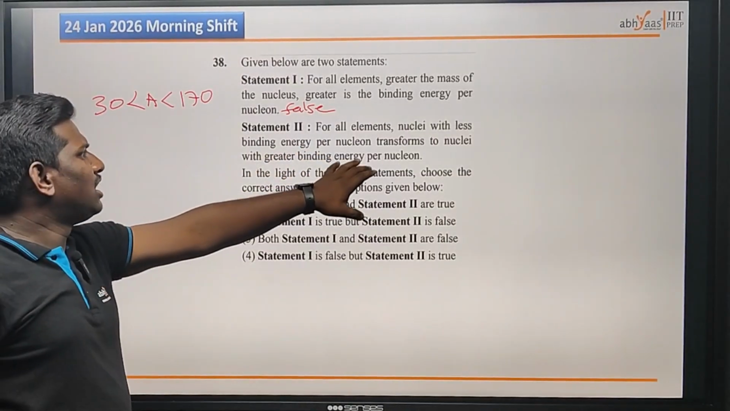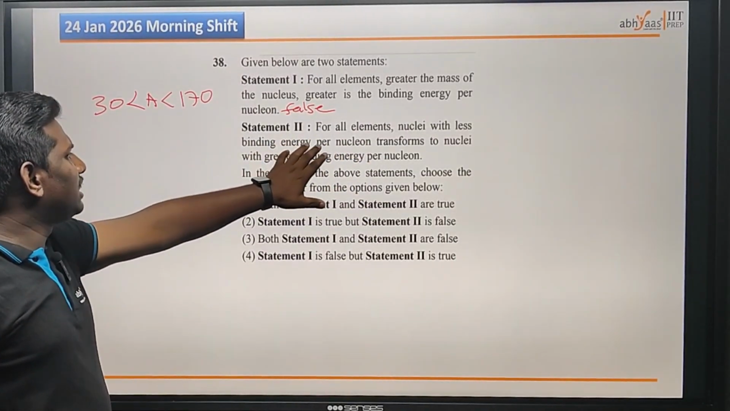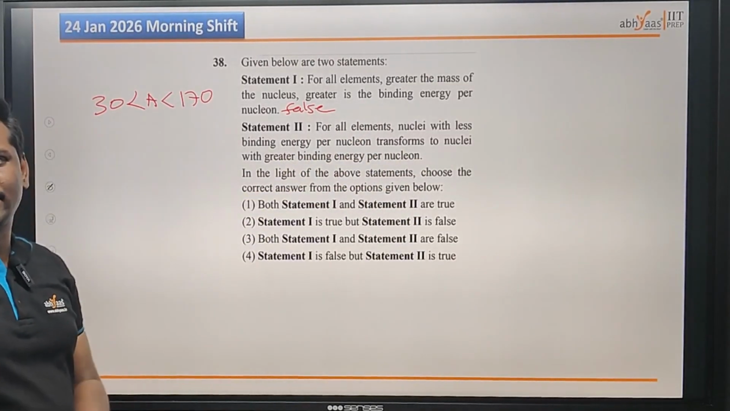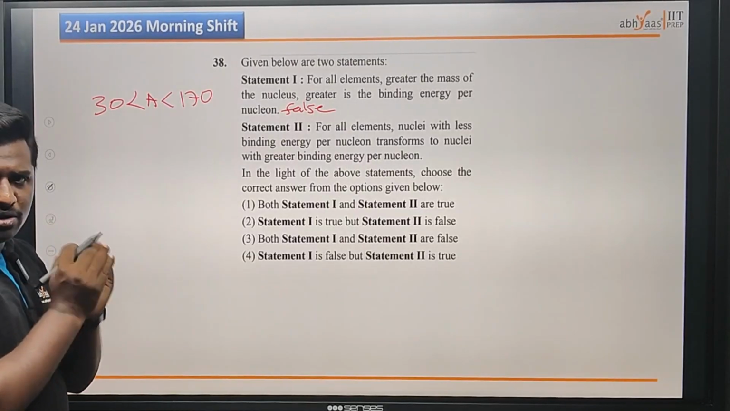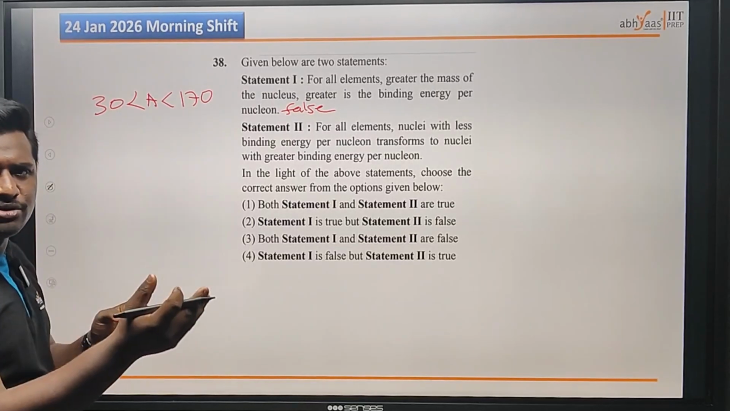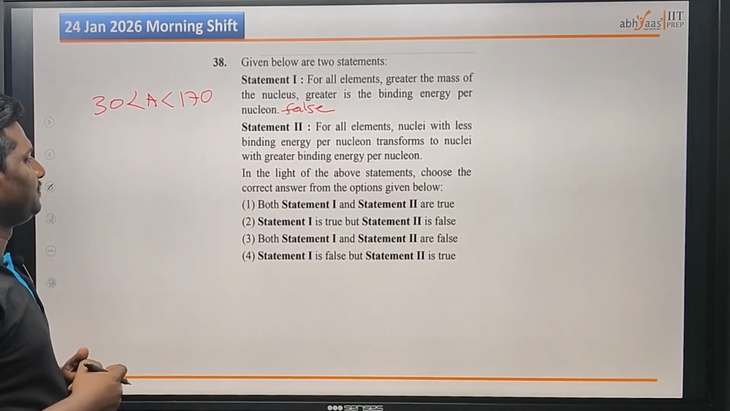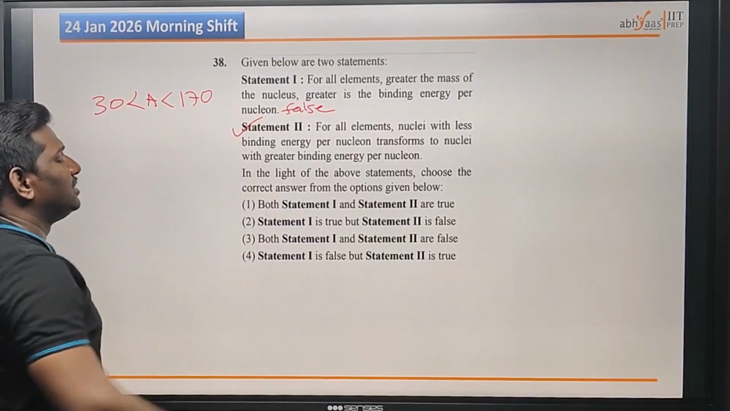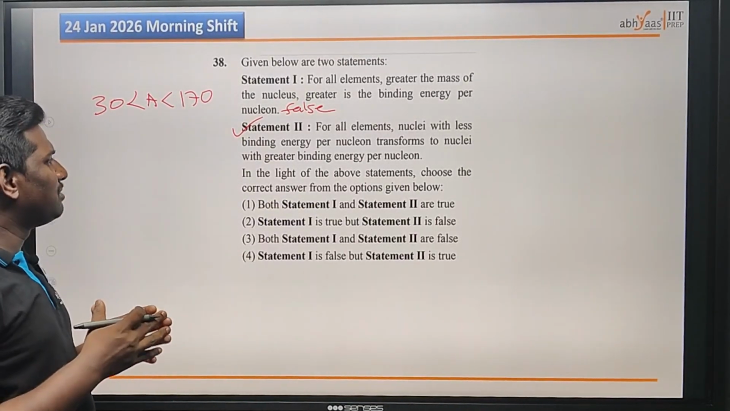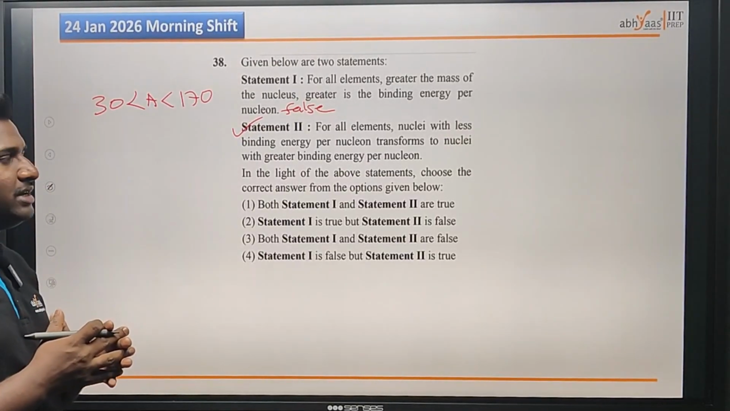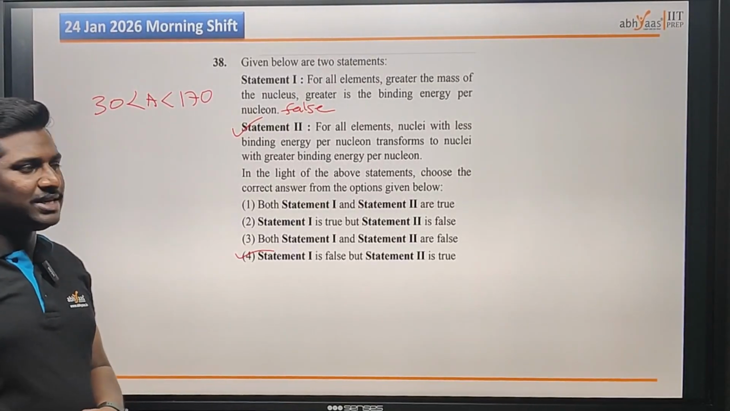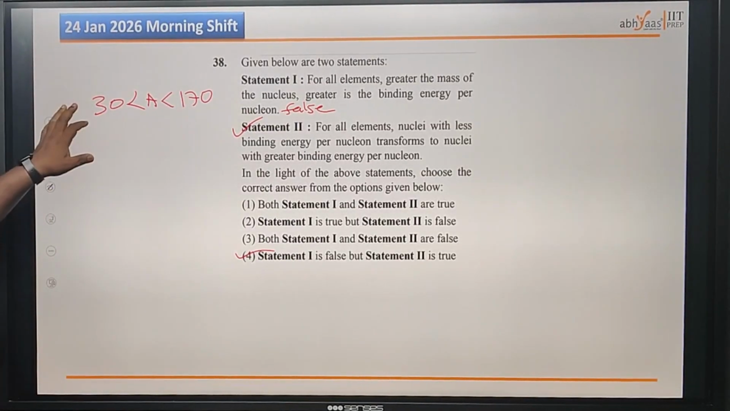For all elements, nuclei with less binding energy per nucleon transform to nuclei with a greater binding energy. What they are saying is, if you have nuclei with less binding energy per nucleon, they transform into higher binding energy per nucleon. So this is also the right answer, because nuclei want stability. That's why statement 2 is the right answer. So statement 1 is false and statement 2 is true.